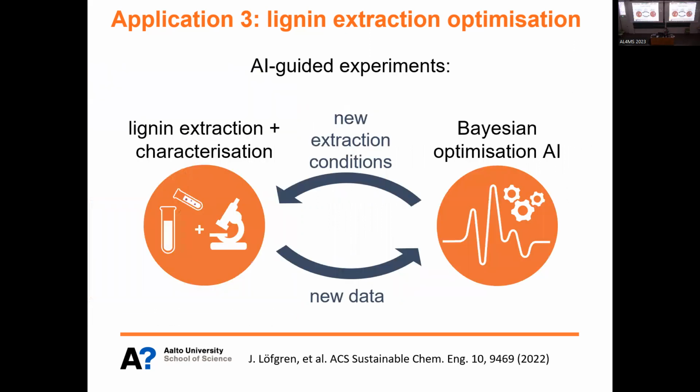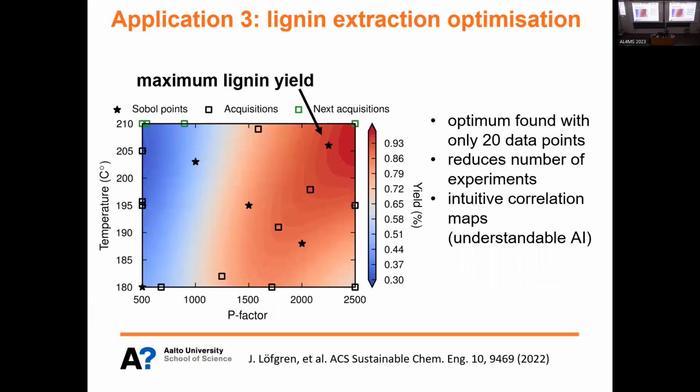Okay, and here, this is in this paper. This is Joachim Löfgren's paper, and he is actually going to speak about this topic later in the week in his talk. So in this previous paper, the idea was to use active learning and specifically Bayesian optimization for optimizing the lignin yield. So you are modifying lignin extraction conditions to get as much lignin as possible.